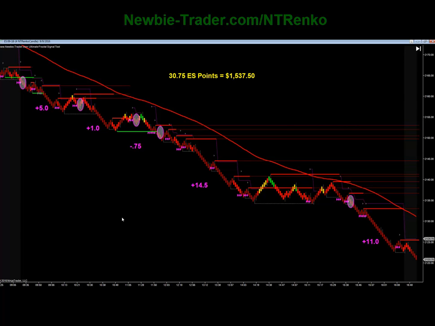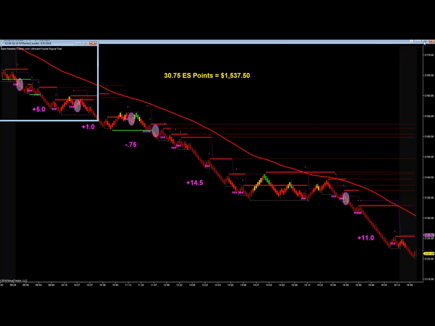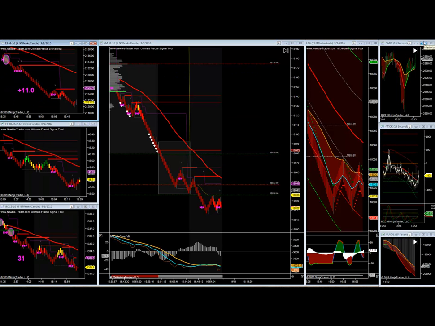And anyway, yesterday on the ES, again, we live for days like this. We live for the directional market. Yesterday, 30.75 ES points. The S&P trades $50 a point, so that's the equivalent of a little over $1,500. But anyway, just wanted to review the markets. It was directional in all cases yesterday.